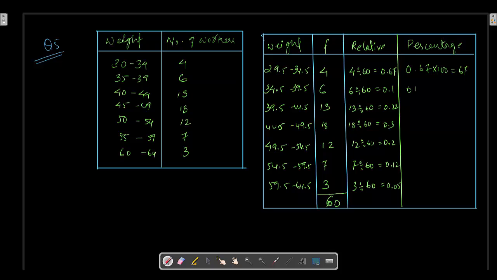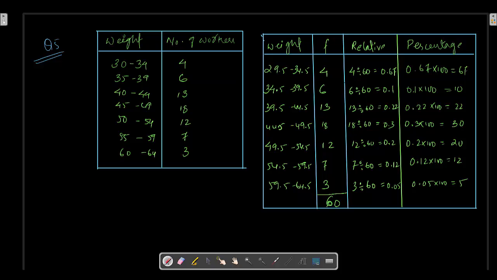Next, 0.1 times 100 is 10. 0.22 times 100 is 22. 0.3 times 100, and you keep calculating like that. So this is how we calculate the percentage frequency distribution.